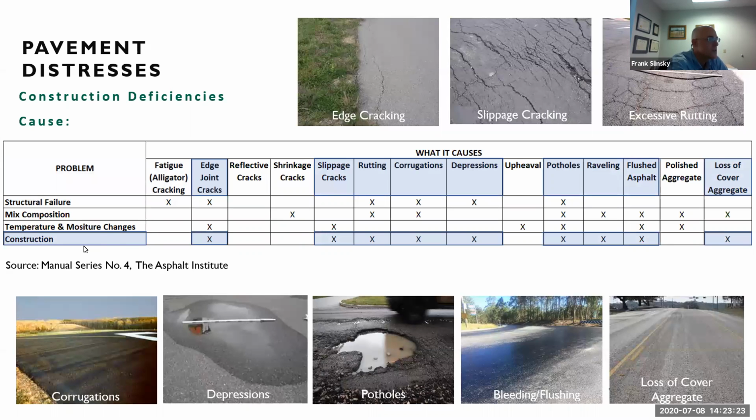There's some similarities here. So if you look at construction, edge joint cracks, well, it also could be a structural failure. So you can use this chart to help decipher the issues.